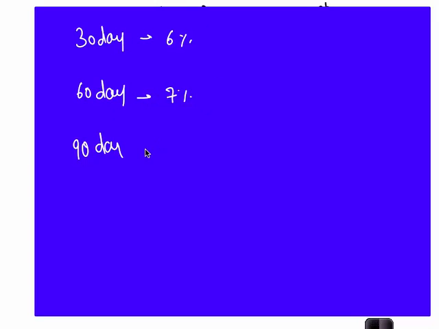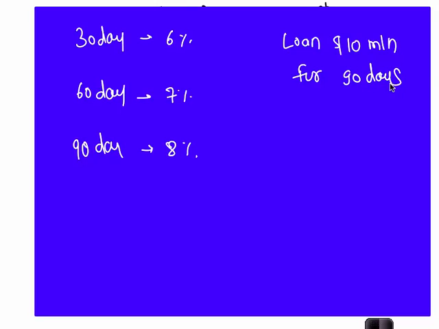Let us say there are 3 LIBORs available: a 30-day LIBOR, a 60-day LIBOR, a 90-day LIBOR. 30-day is 6%, 60-day, I'm just making up hypothetical numbers, 90 days 8%. You have decided to take a loan of $10 million for 90 days. So if your loan maturity is 90 days, then the rate that you would want to use is a 90-day LIBOR. So then how would we calculate interest?